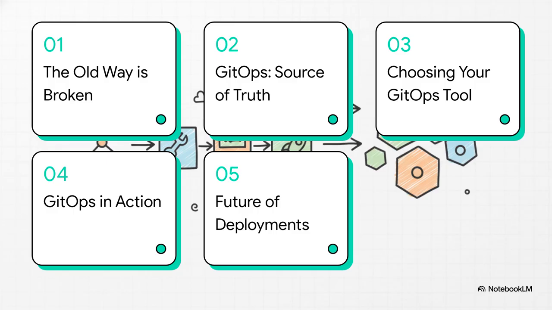So here's what we're going to cover. First, we'll dig into why the way we've been doing deployments is, well, kind of broken. Then we'll unpack what GitOps really is and its core ideas. We'll quickly look at the main tools you'll run into, see how it all works in the real world, and then wrap up by looking at why this really is the future.